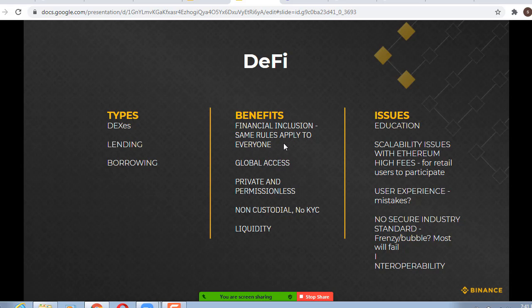You can withdraw your funds anywhere to anywhere, anytime you like. You can lend, borrow anytime, and take your return as well. Okay, now we have global access.